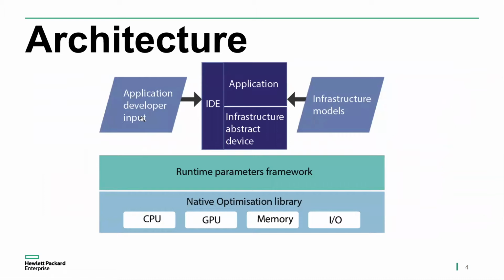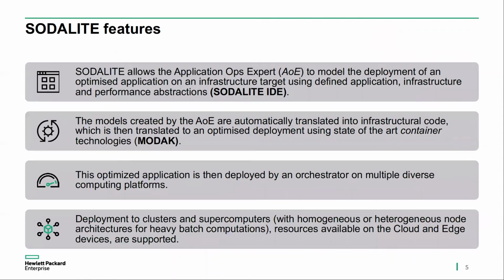For SODALITE, two key inputs are the application model and the infrastructure model. The models, along with any optimizations, are codified in an IDE, which is then deployed to a target infrastructure. In SODALITE, an application ops expert models the deployment of an application on an infrastructure target. These models are translated into infrastructure as code, and then an optimized container is built. The orchestrator enables the application deployment on multiple computing platforms like HPC, cloud, or edge.